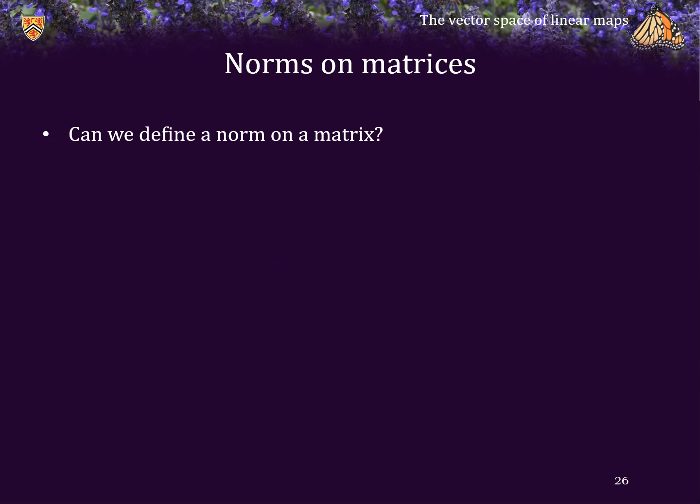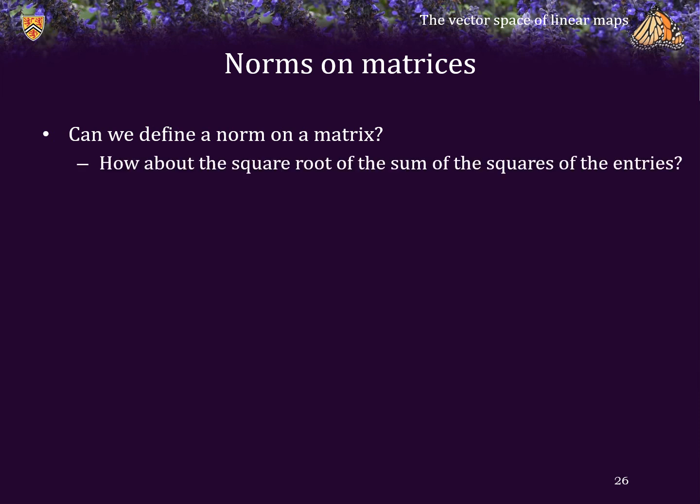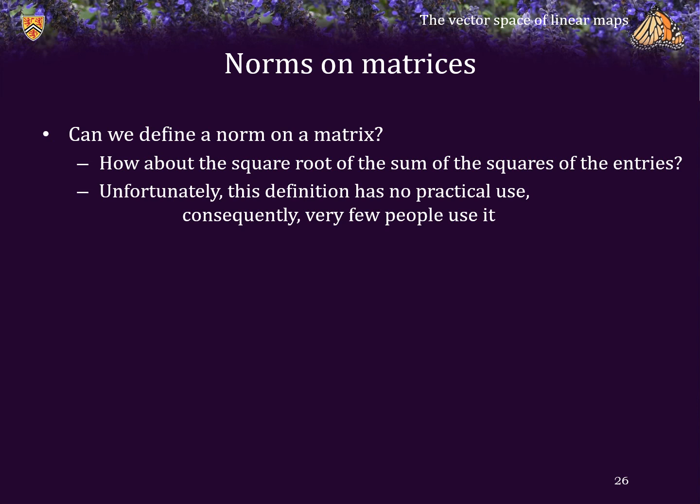Now, can we define a norm on a matrix, or more generally on a linear operator or map? Well, how about the square root of the sum of the squares of the entries? Well, not very satisfying, because this cannot be generalized to, for example, the second derivative, which is itself a linear map. So this only applies to matrices. Unfortunately, this definition has no practical uses, at least in linear algebra, and consequently very few people use it. It's actually sometimes called the Frobenius norm. How about the following?